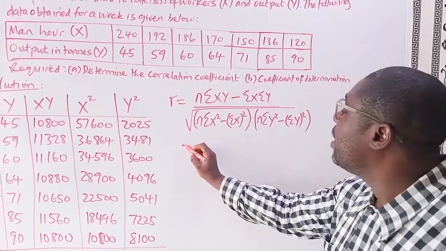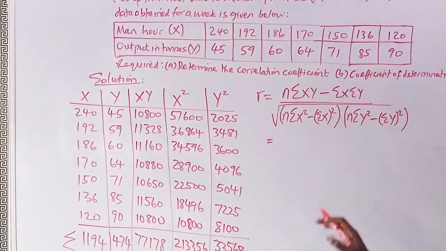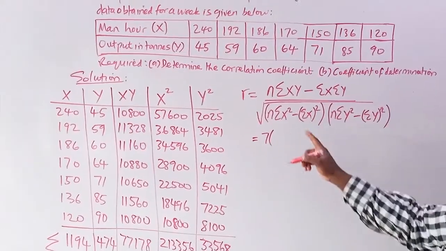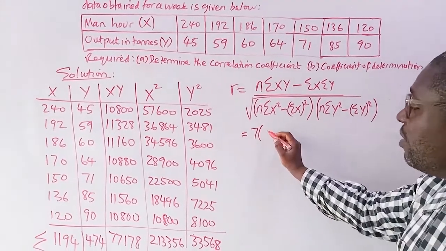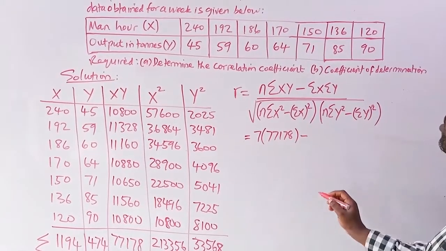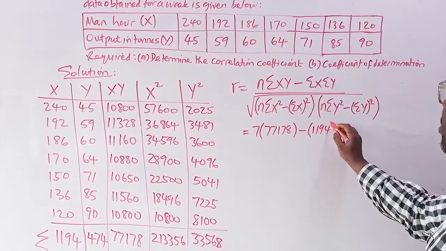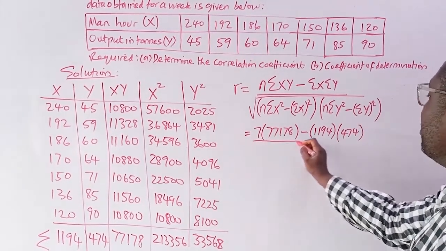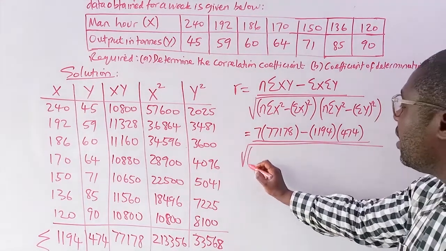Let's quickly do that. So here N is 7. You can see 1, 2, 3, 4, 5, 6, 7. N is 7. So we have 7 times summation xy, 77,178 as given, minus summation x, which is 1194, times summation y, which is 474. That's what we have. So divided by the square root, we have a long one here.